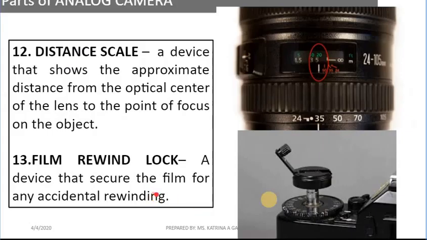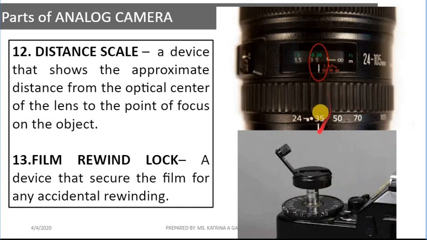The next. Ayan, distance scale. So, distance scale is a device that shows the approximate distance from the optical center of the lens to the point of focus on the object. Yung distance scale, makikita yan sa lens ng camera natin. Okay? It measures kung gaano kalayo yung mismong ating lens sa mismong subject mo.